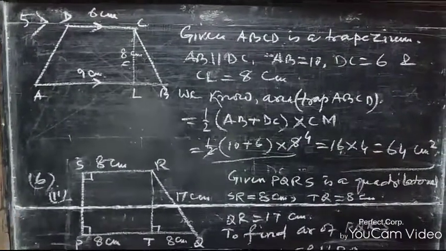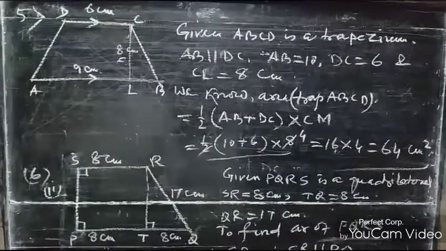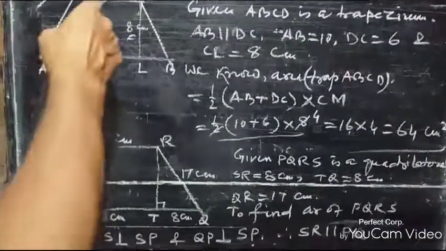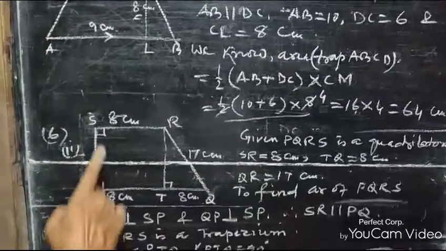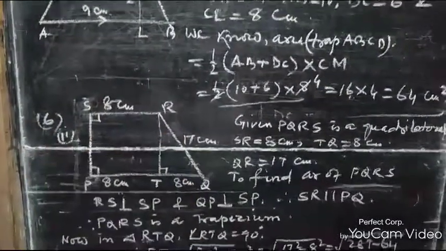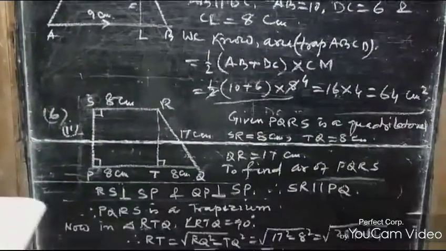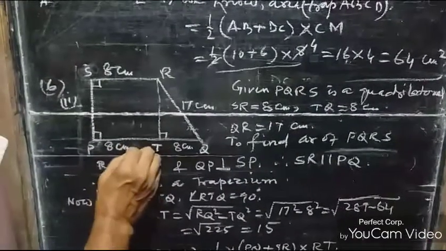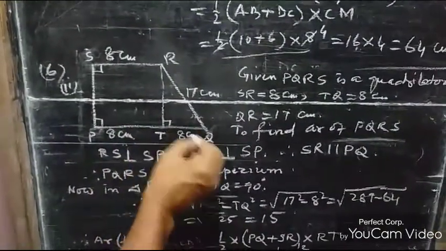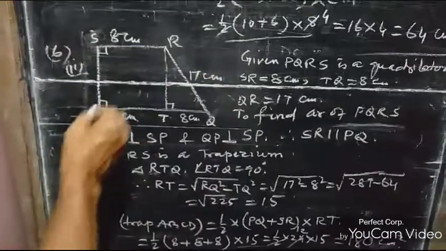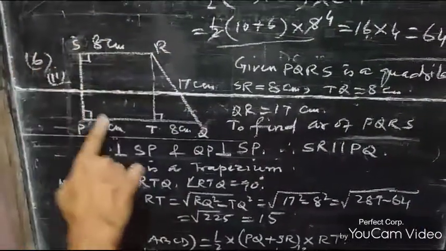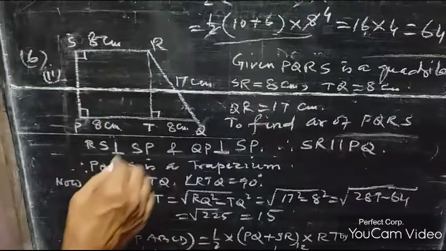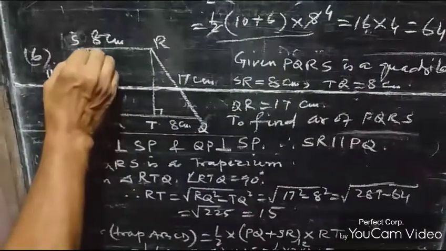Next, we come to number 6.2. This is also a good problem. This is related to the trapezium. Here it is given, this is the figure PQRS. Here it is given PT 8, TQ 8, QR 17 and SR 8. We need the area of PQRS. Now see, here these two angles are given 90 degree.